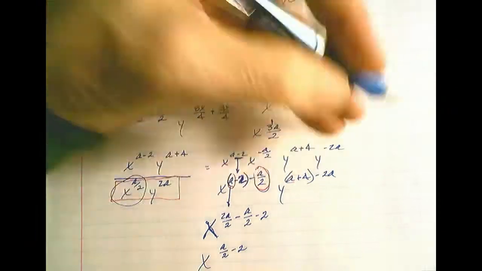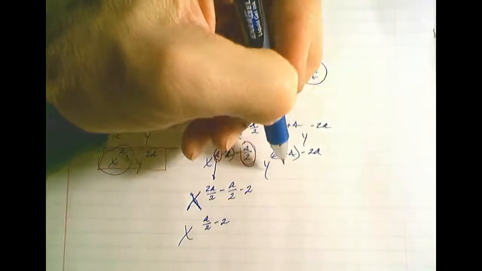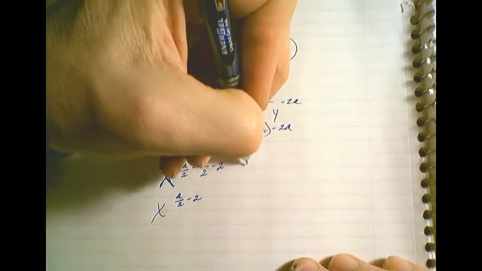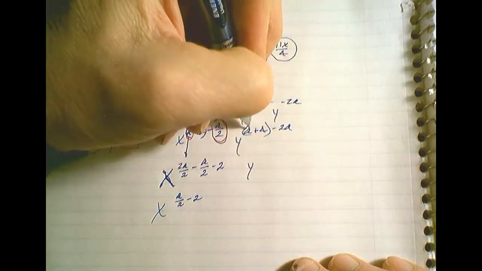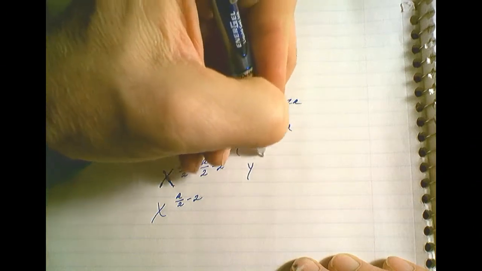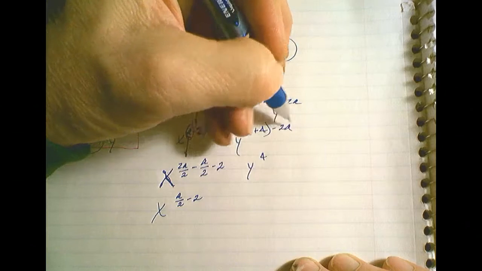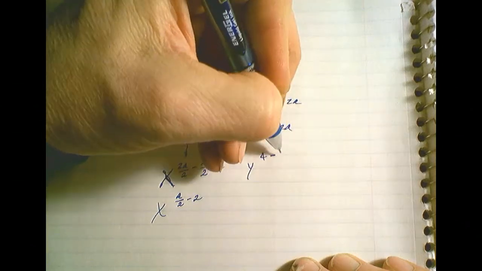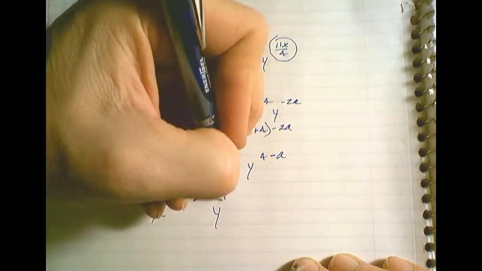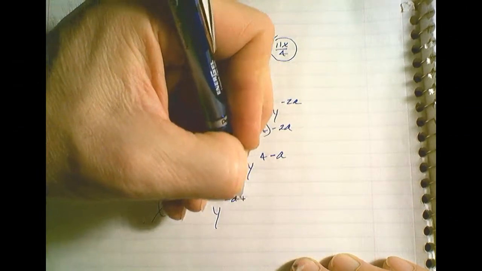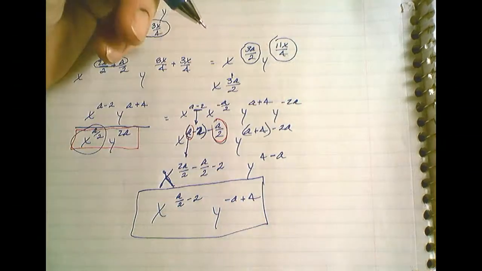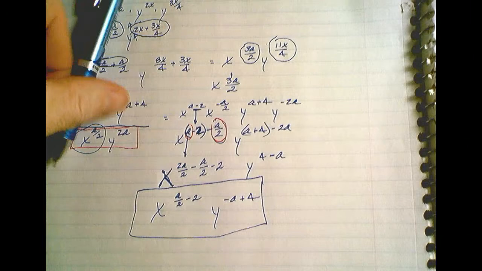Now let's look at the y. The y is going to be y to the, in fact, we don't have any denominators here, so it's going to make it real easy. A plus 4 minus 2a is negative a plus 4. So we can write this as 4 minus a, or we can switch it around and write negative a plus 4. Doesn't really matter there. Usually you put your a first, though. So there's our answer for that one.